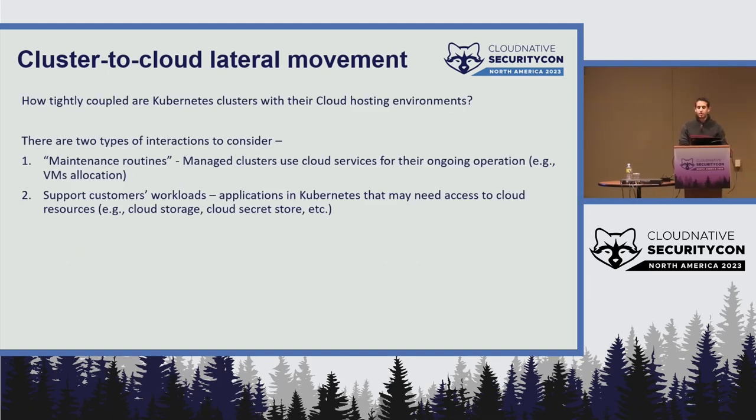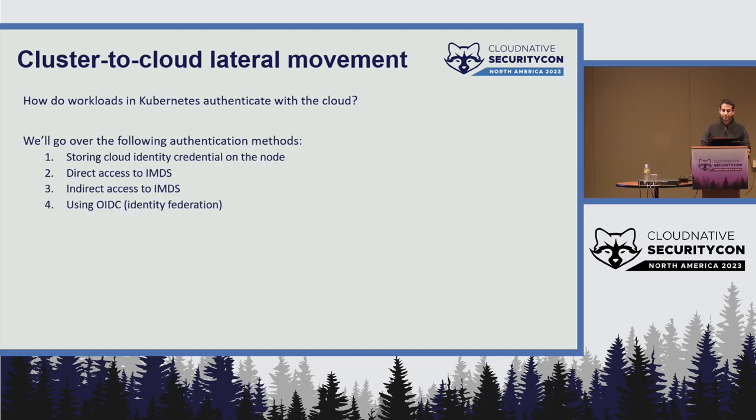The second type of interaction is sourcing from the need to support customer workloads. For example, a customer runs a pod that has a web service inside, and this web service pushes data to or reads data from an S3 bucket that is outside of the cluster. So as you can expect, clusters that live inside the cloud are tightly coupled with its resources.